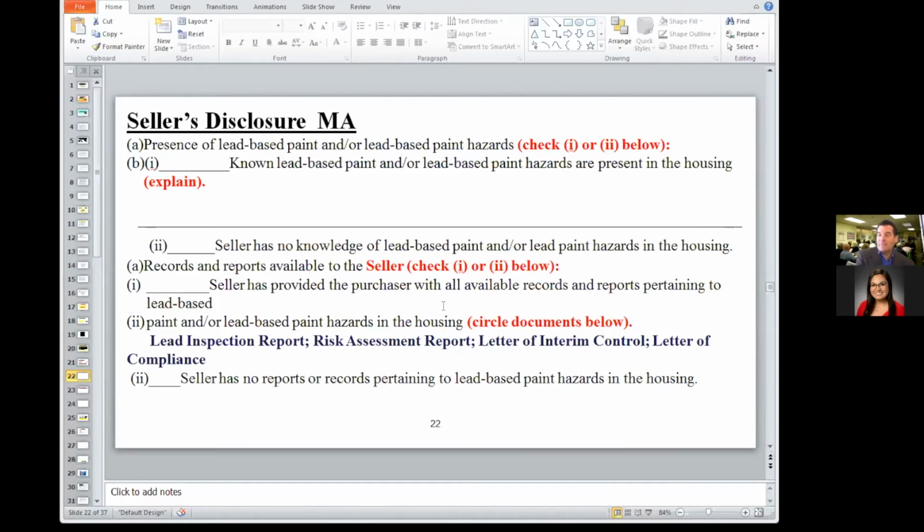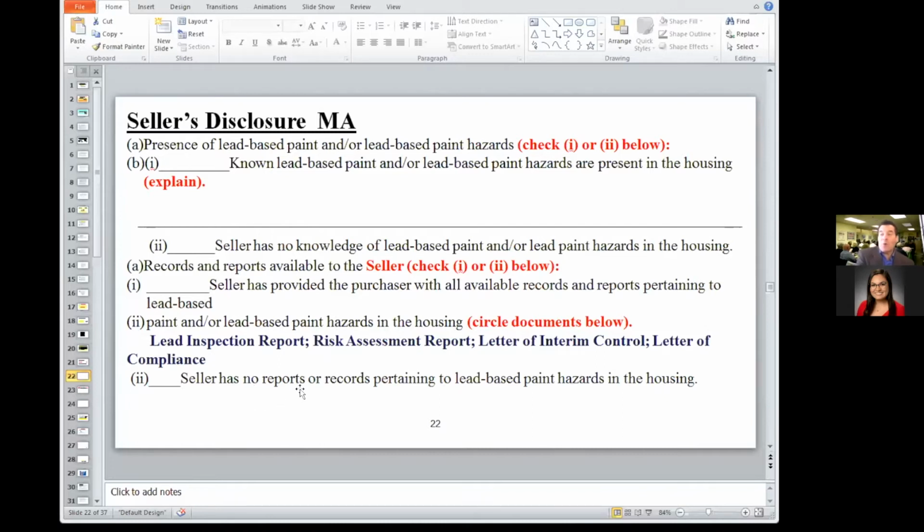Lead-based paint hazards. It says circle documents below. See this? Lead-based paint. What documents does Mary have that you made copies of? You said a lead inspection report. So circle lead inspection report. Now, some forms you guys are using have a little checkbox in front of each one of these, and it'll actually say check the box. Some forms say circle the document. Whatever your form says, you do it. If you forget to explain, 11 grand. If you forget to circle the document, just another 11 grand.